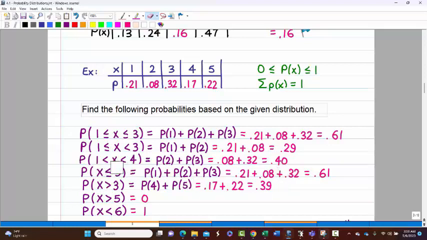Now the next one is between 1 and 4 and doesn't have an equal at either end. So we don't include 1 and we don't include 4. So that would just leave 2 and 3. So we add up the probabilities for 2 and 3 and get 0.40.